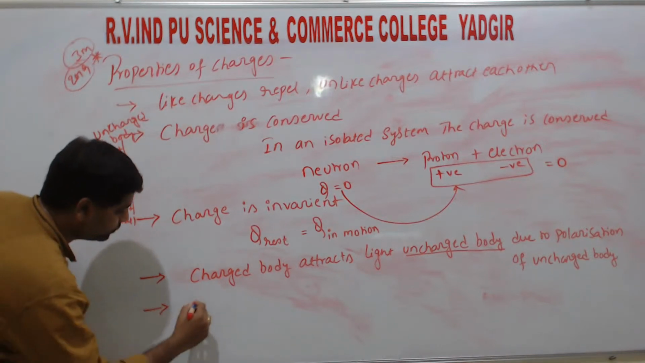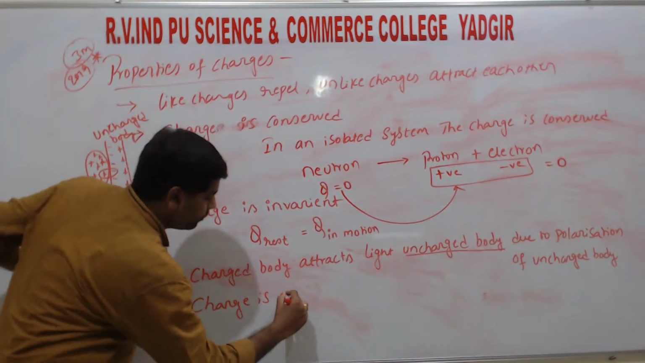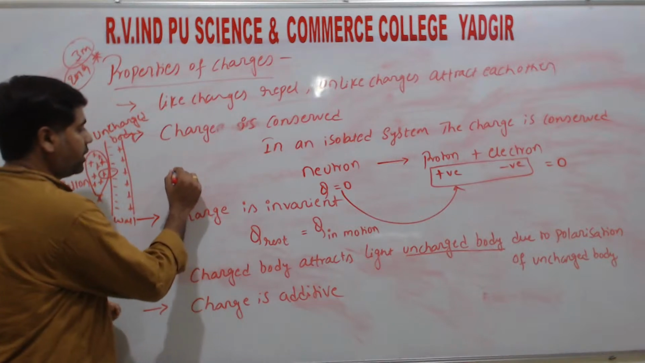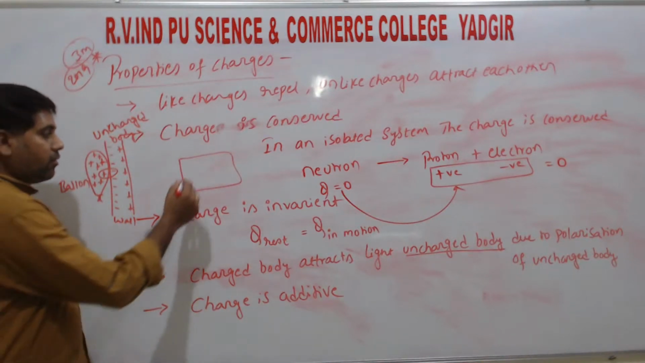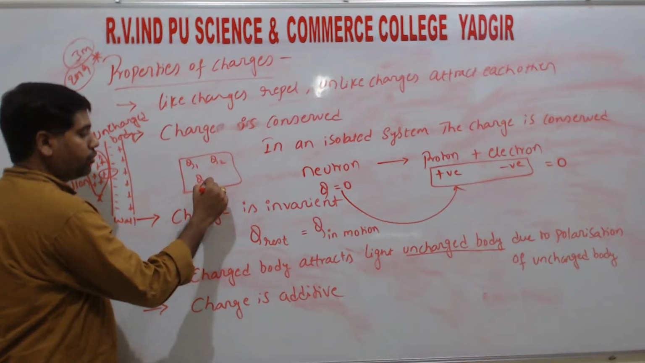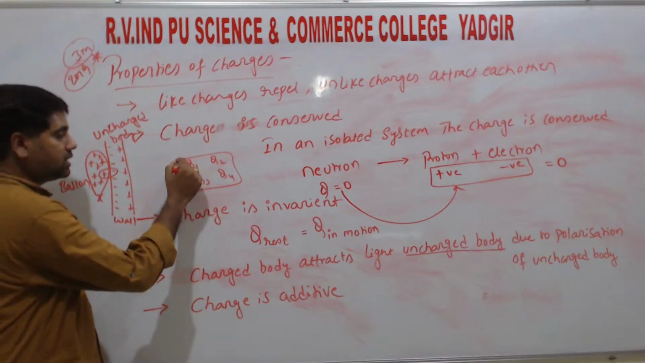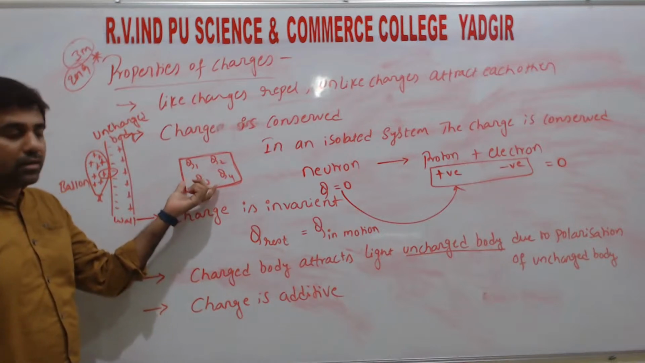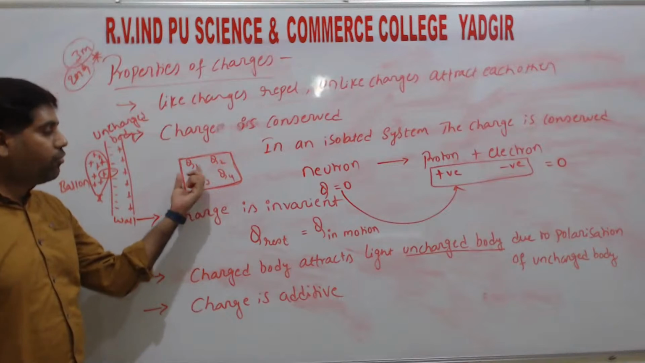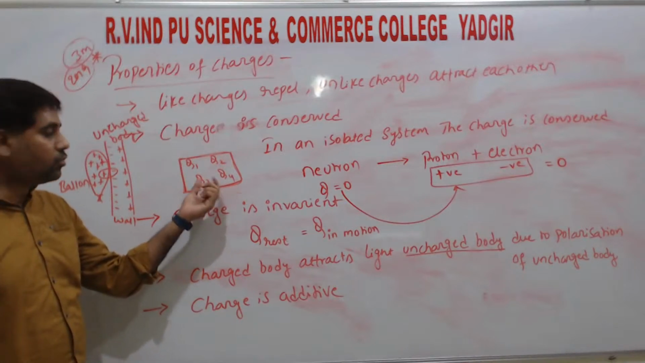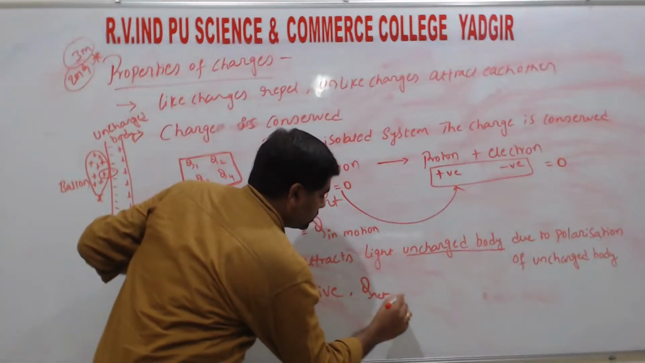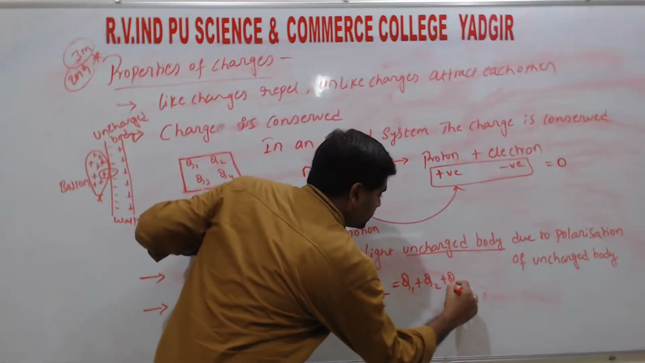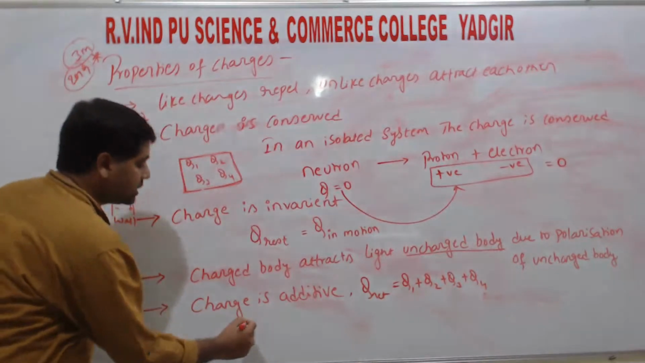And the next one is: charge is additive. In an isolated system, if we consider one system, here we have many charges, Q1, Q2, Q3, Q4, like this, right? These charges in the system are added like normal mathematics, normal addition, right? The system consists of four charges, so it simply adds up. That is the additivity of charge: the net charge Q in the system equals Q1 plus Q2 plus Q3 plus Q4, because charge is a scalar.